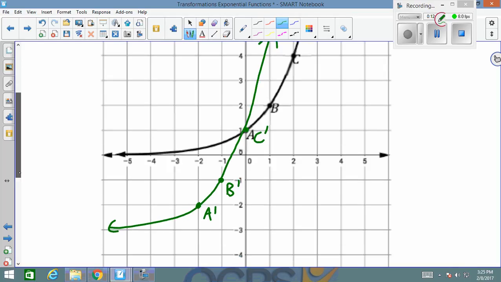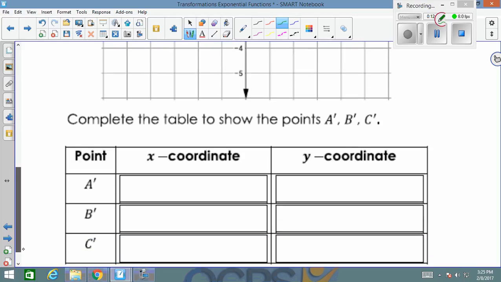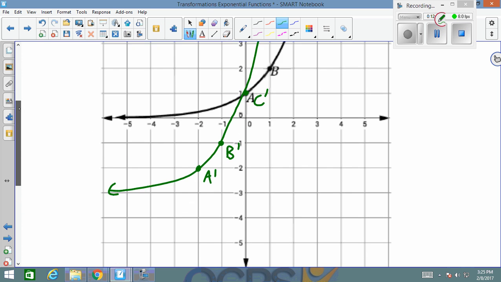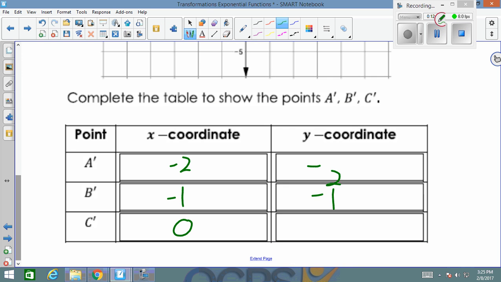Okay, so a prime ended at the coordinate negative 2, negative 2. b prime ended at negative 1, negative 1. And c prime ended at 0, comma 1.